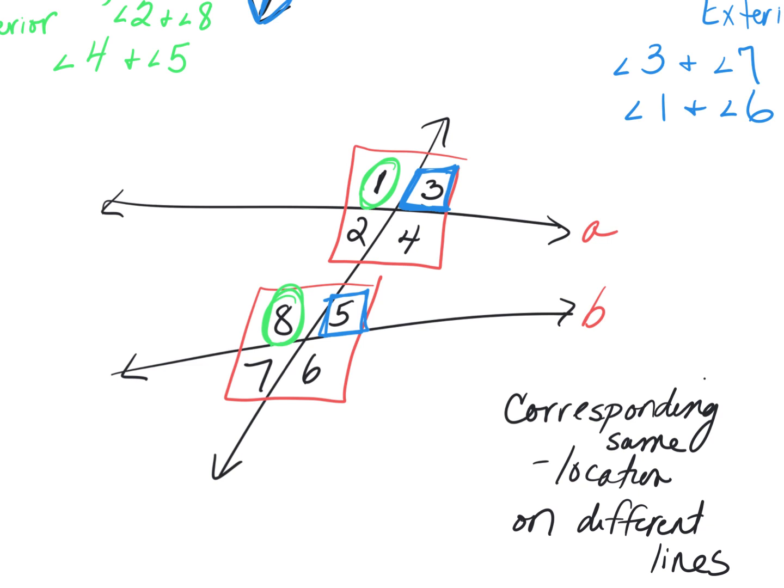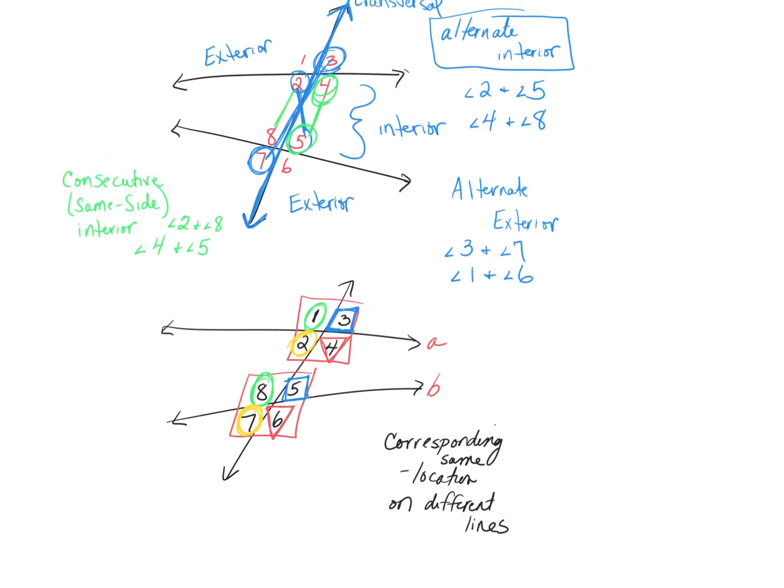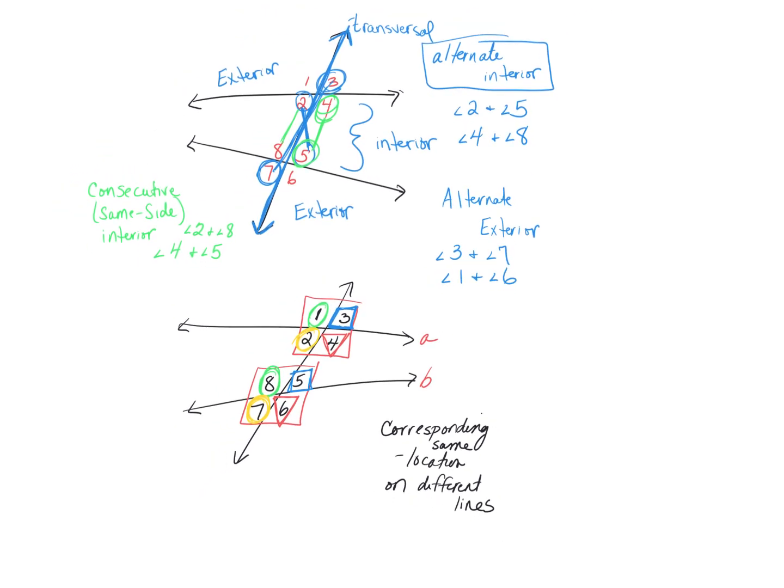Okay, and then of course the same is true for angles 4 and 6, same location, just on different lines. And then last but not least, of course, is angle 2 and angle 7. Okay, so that is our definition of the 4 angle types that we learned about in this particular unit.